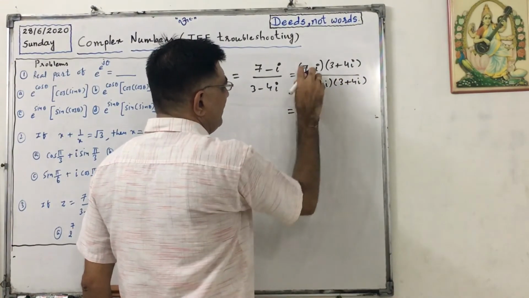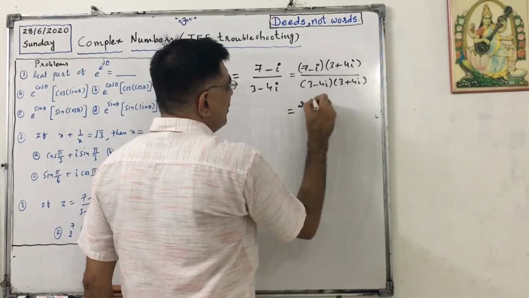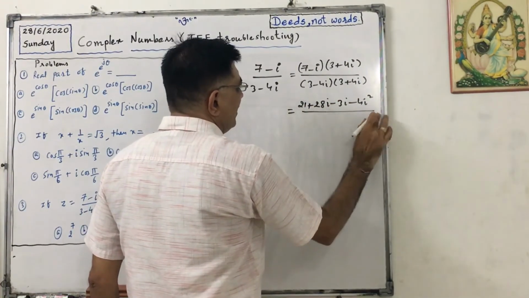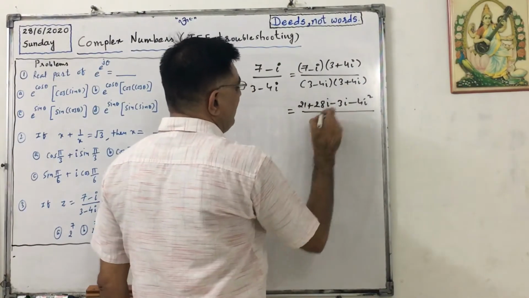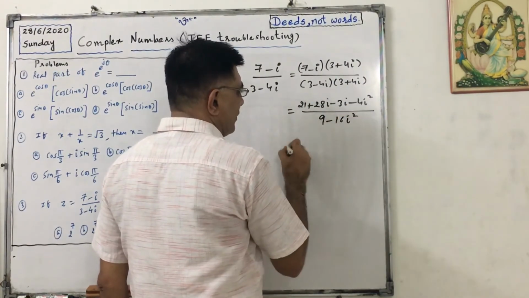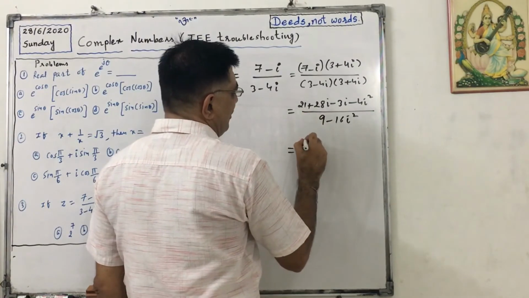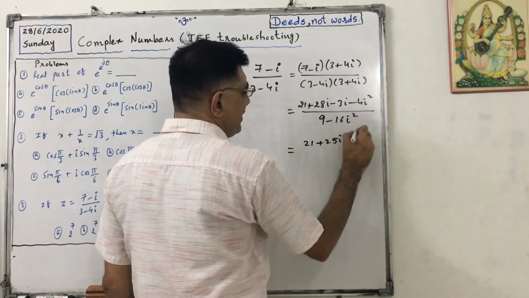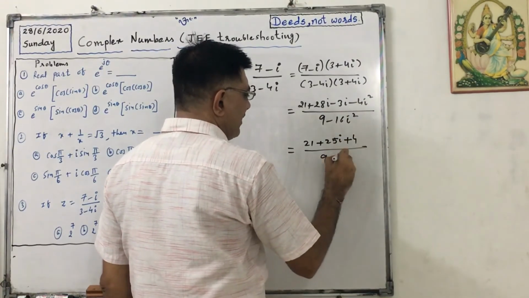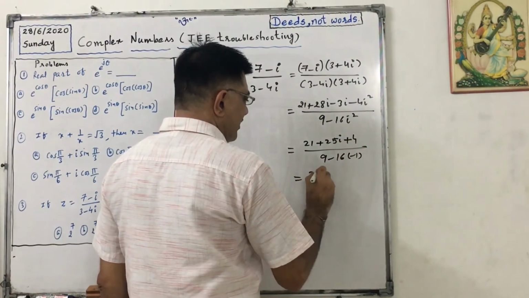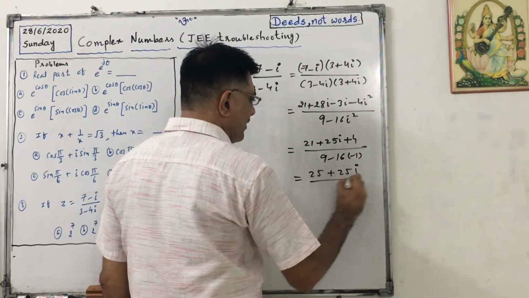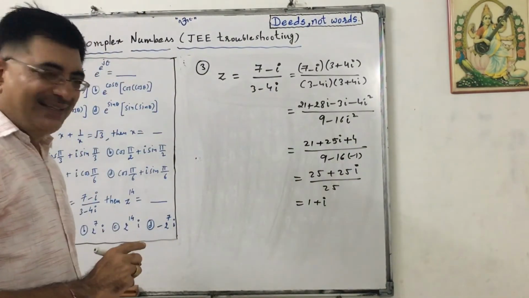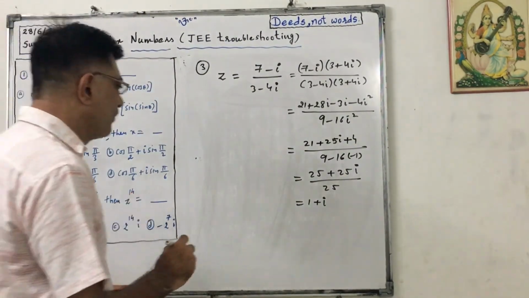So that will be equal to 21 plus 28i minus 3i minus 4i square, divided by 9 minus 16i square. So it can be written as 21 plus 25i, and this is actually plus 4, divided by 9 minus 16 into minus 1, that is 25 plus 25i upon 25, that is 1 plus i. So that is z for us, but we are asked z raised to 14.